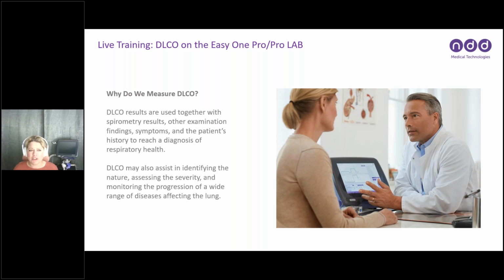So again, why do we measure DLCO? With spirometry, we're looking at flow, how quickly a patient can move air in and out. We're looking at volume, how much of that air they can move in and out. So why DLCO? Why do we go through the hassle of doing this additional test? DLCO results can be used together with spirometry, other exams, patient symptoms, and patient history to reach a much more complete picture of a patient's respiratory health. DLCO can also help with identifying the nature, assessing the severity, and monitoring the progression of a wide range of lung disorders.